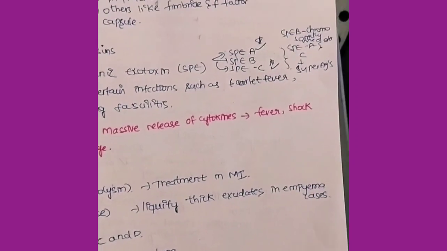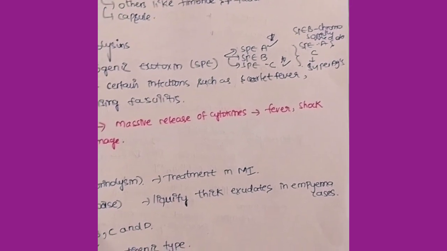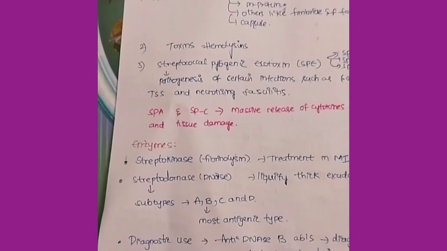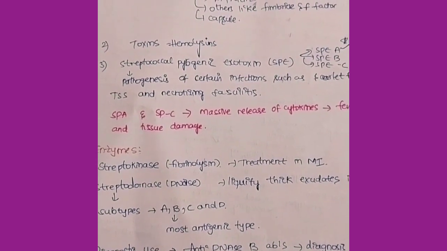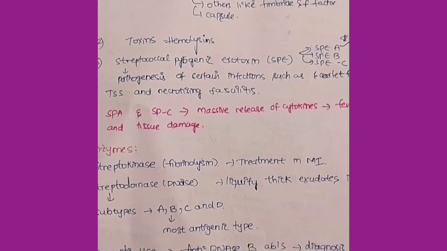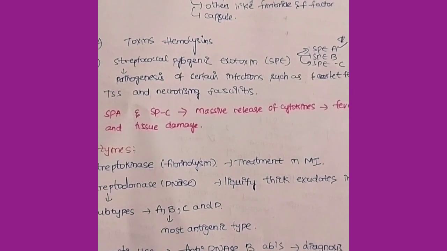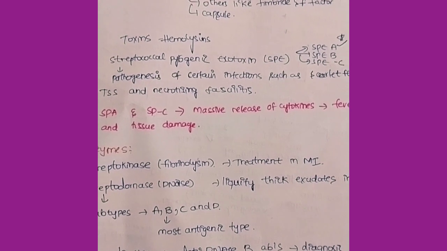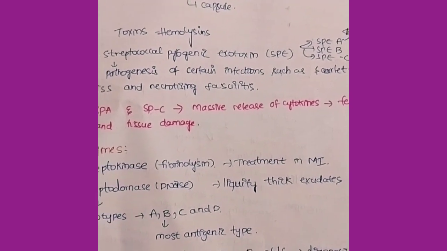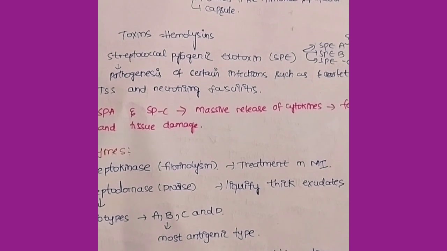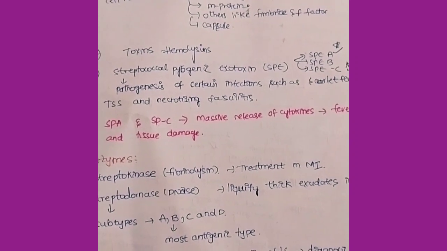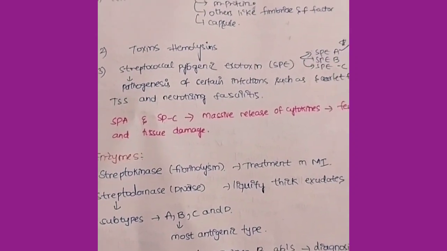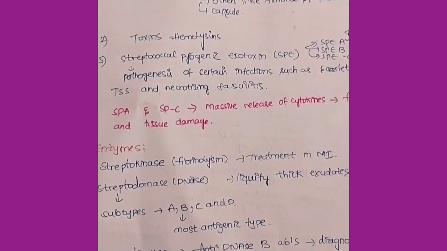Whereas B is chromosomally encoded. These are involved in the pathogenesis of infections such as scarlet fever and toxic shock syndrome. You will recall the toxic shock syndrome we saw in Staphylococcus aureus; we see it here also, but the major difference is bacteremia. Here we see bacteremia and necrotizing vasculitis. SPE A and C, as superantigens, release massive cytokines, so fever and tissue damage are seen.